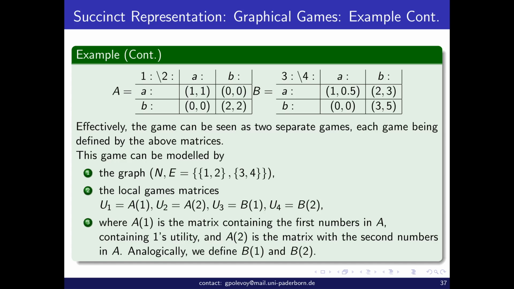And now, the local games matrices are basically derived from those matrices I've drawn. So the matrix of the first player is the matrix of the first numbers in A, I call it A1. The matrix of the second player, U2, is the matrix of the second numbers in A, I call it A2. The matrix of the third player is the matrix of the first numbers in B, and the matrix of the fourth player is the matrix of the second numbers in B.